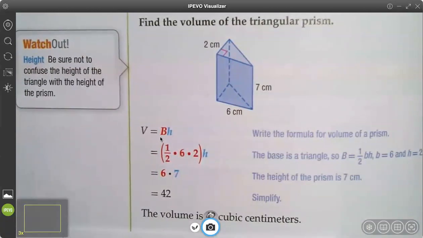Now it matters that we understand what is the base. The bases are the two triangles, and the base and height of the triangles, or the length and width of the triangles, are 2 and 6. We do have to understand on this one that 7 is the distance between the two triangular bases. It is the height and depth of the prism. It is what goes in for H.